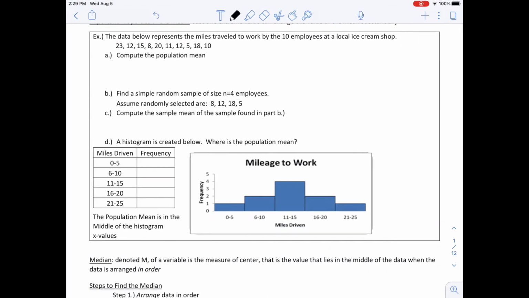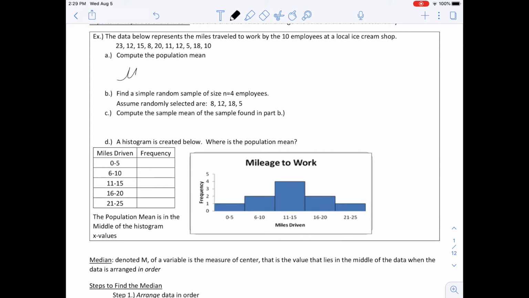The first example says the data below represents the miles traveled to work by 10 employees at a local ice cream shop. They are 23, 12, 15, 8, 20, 11, 12, 5, 18, and 10 miles. To compute the population mean, which is what we first are doing in Part A, we need to add up all those numbers and divide by the total that we have, which is 10 employees.